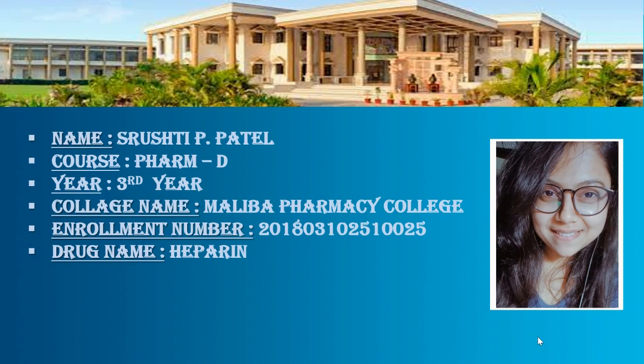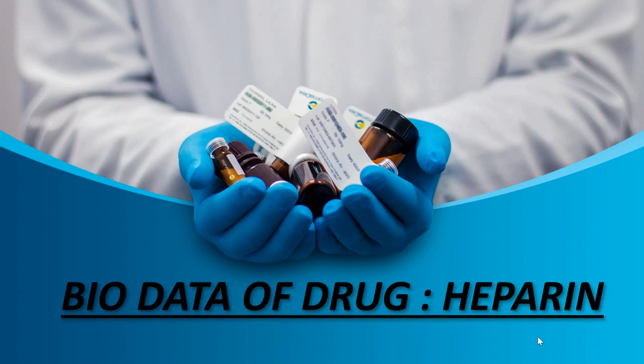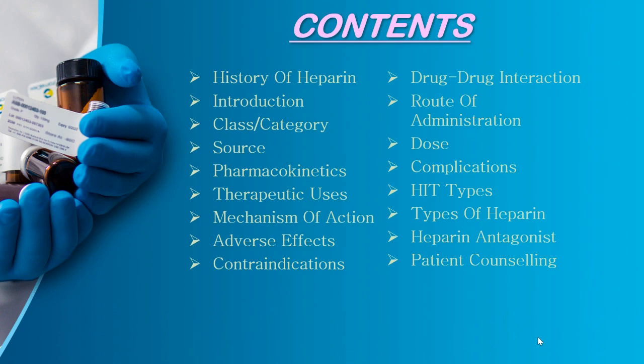Today I'm going to share some detailed information about the drug heparin. As we all know, heparin is used as an anticoagulant all over the world, which is also known as the blood thinner. It is used to treat and prevent the formation of clots. Now we will see some more about heparin in detail.